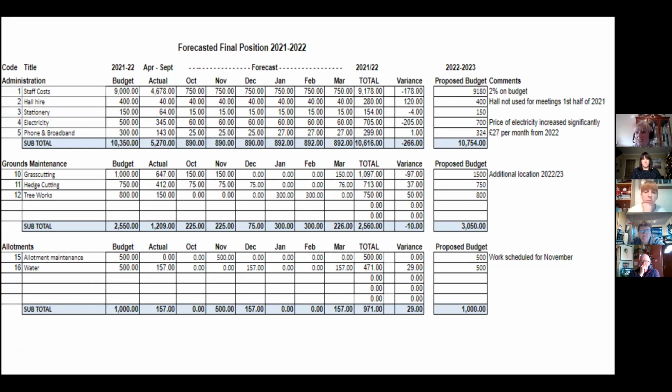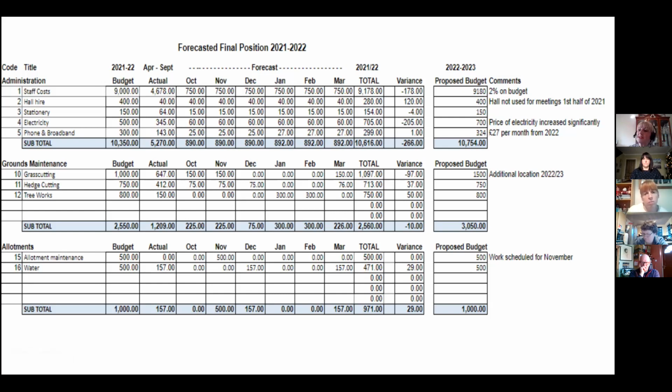Looking at electricity, we can see here that we have already spent £345 with forecasted figures remaining high at £60 per month, giving an expected spend of £705. We all know electricity prices will remain high, so I've calculated that next year's budget will be £700 and noted that the price has increased.